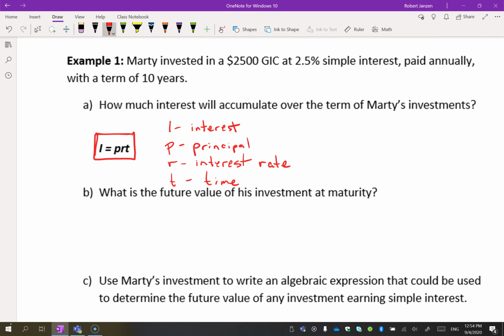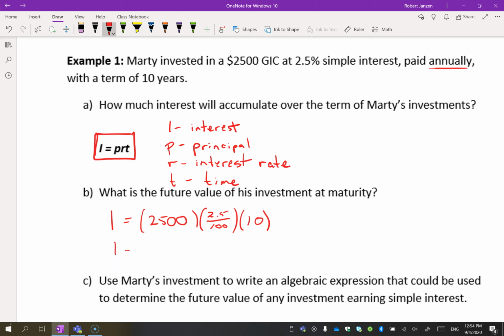Okay, if you invest $2,500 in a GIC at 2.5% interest, paid annually, this means once a year for 10 years. So let's try this. I equals, the principal is $2,500. The interest rate: when you use this formula, you don't use 2.5%. 2.5% means 2.5 out of 100. That's what percent is, so that's going to be a decimal. And how long? Time is usually in years, so there's no problem. We can just put 10 there.